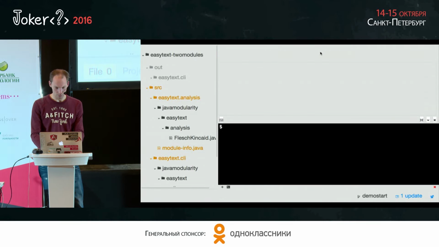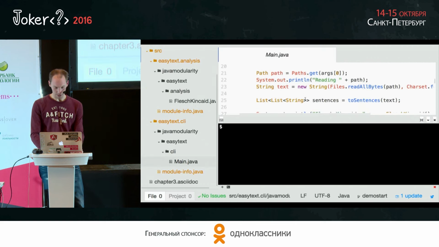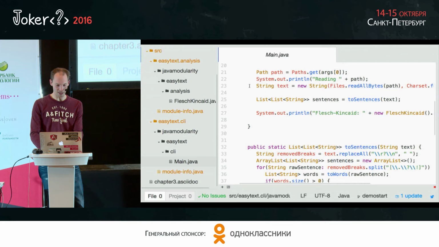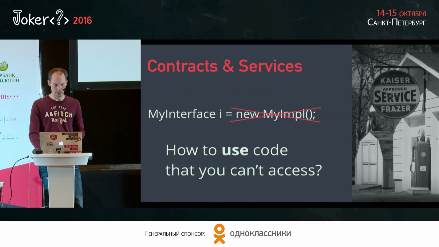Now, we have two modules. We have explicit dependencies, et cetera. But what I really don't like yet is that we're still very tightly coupled to this FlashKinkaid class and this other module. We have to export it, and it's sort of an implementation detail, right? I don't need to know that it's really a FlashKinkaid algorithm. Just give me some analyzer interface that I can call, and I don't care what the implementation is, just make it work for me. And using the tools and the constructs that we've seen so far, that's not really possible. We need something more.